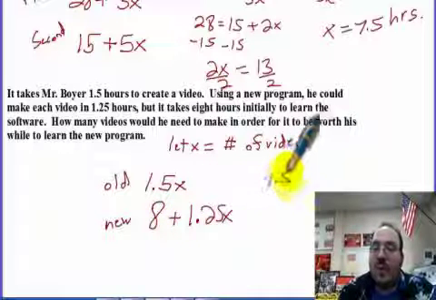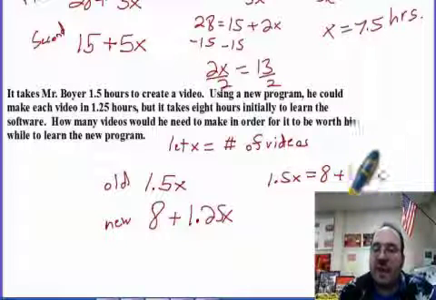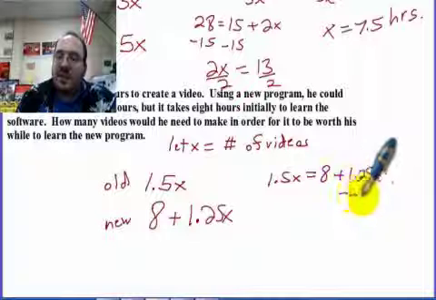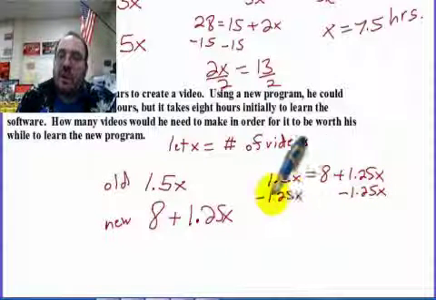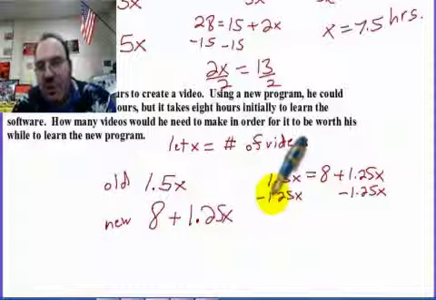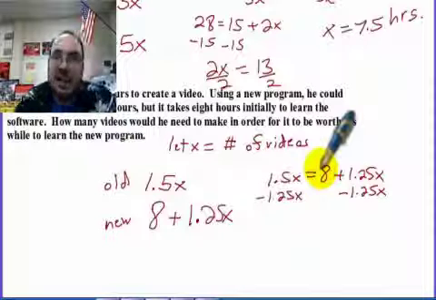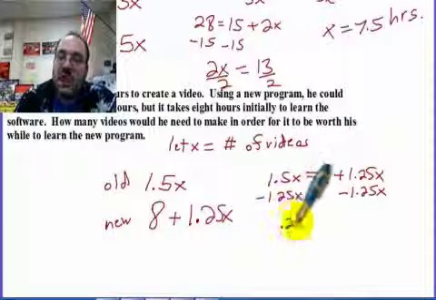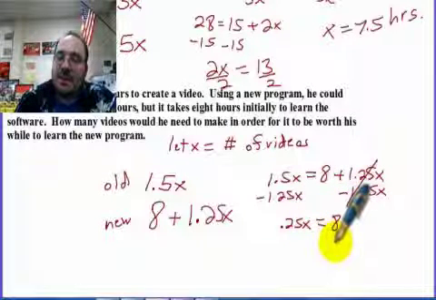So 1.5x equals 8 plus 1.25x. And I'm going to subtract the x term to move it over. And remember, it doesn't matter which x term you subtract. Usually I'll go with the smaller one. Also remember, if you have a negative in front of your x term, then you'll add. But I do this here, I get 0.25x. And then on the other side I have 8.